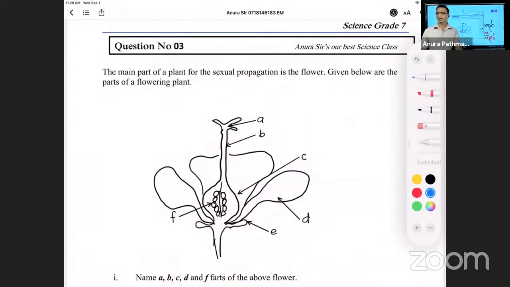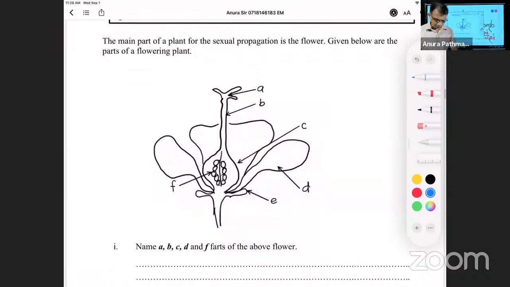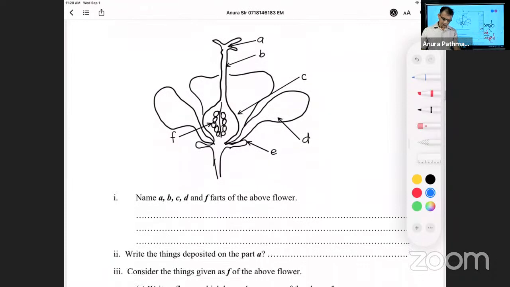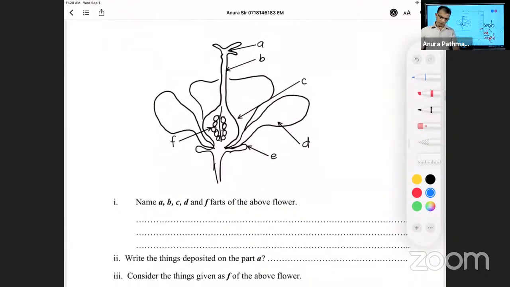Number 3. The main part of the plant for sexual propagation is the flower. Given below are parts of a flowering plant. Name A, B, C, D, E, F parts of the above flower. I'm going to name them on the flower itself. You can say A, B, C down over there if you like.